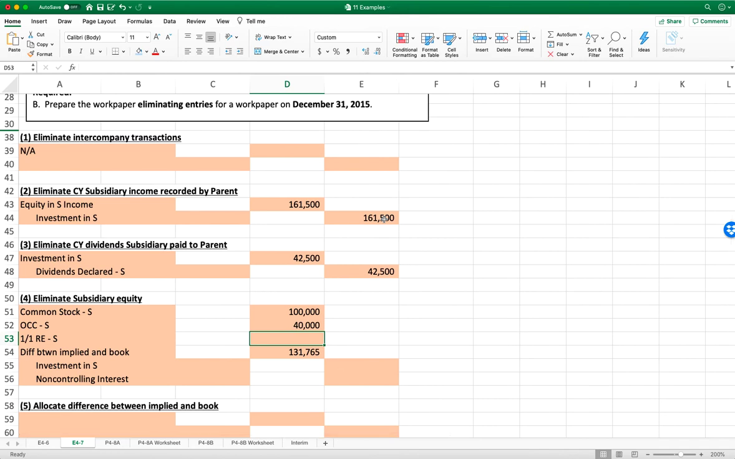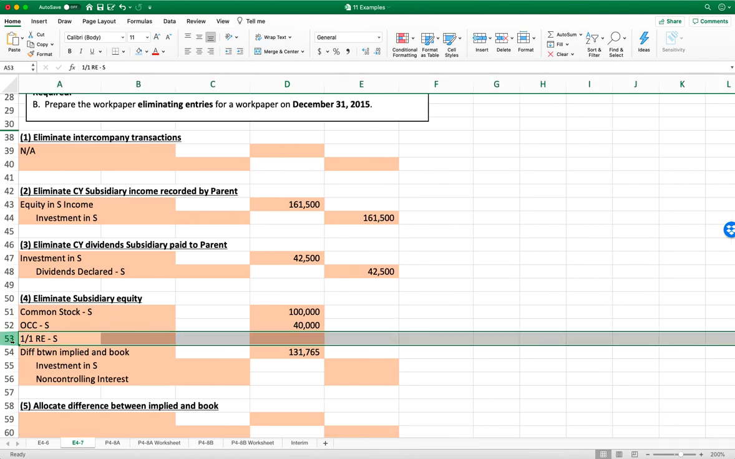Now here's where it gets a little bit dicey. Retained earnings of our subsidiary necessarily is going to change over time.